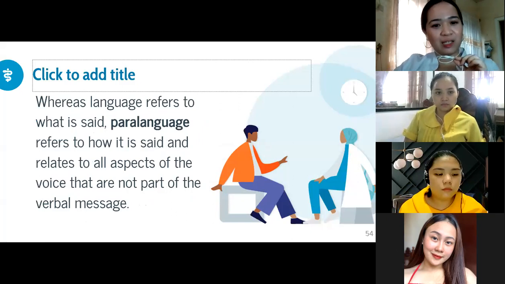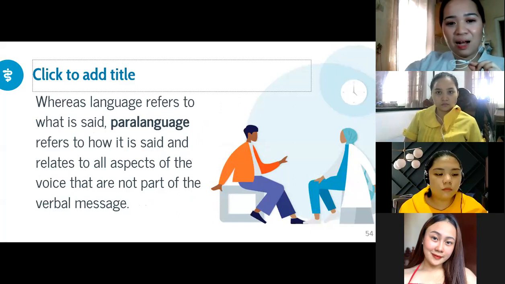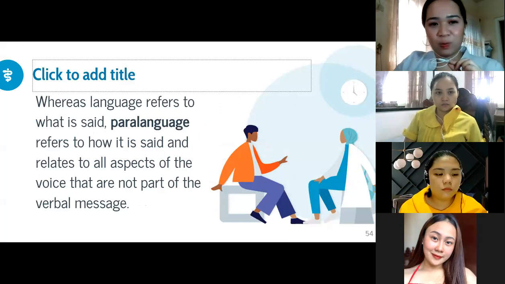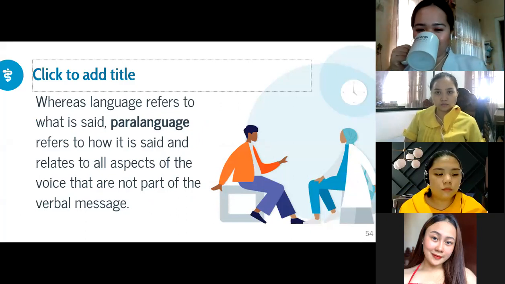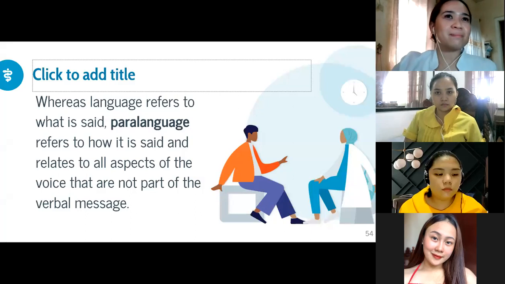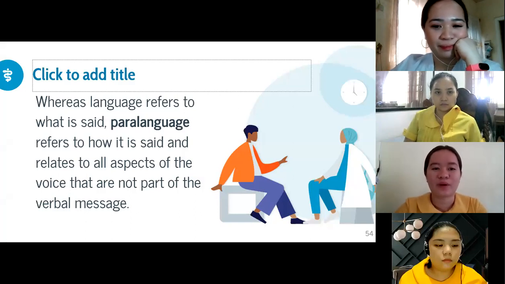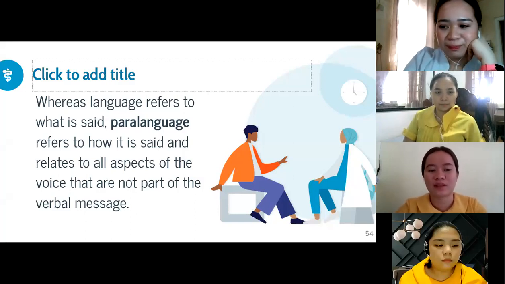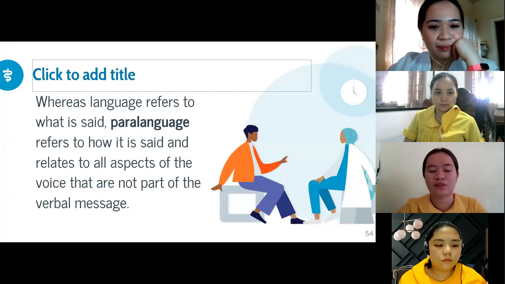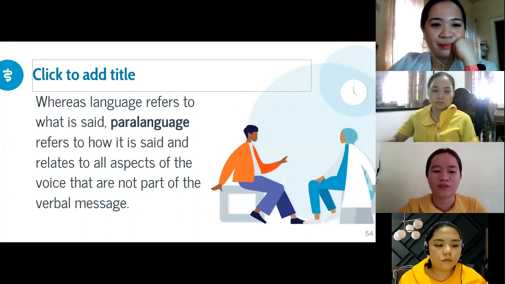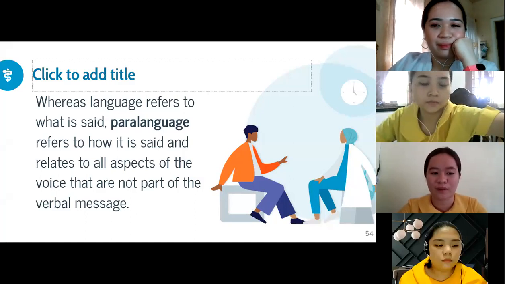Yan. Can somebody read this one? Yan. What is language and what is paralanguage? Ako na po. Sige, Marty. Whereas language refers to what is said, paralanguage refers to how it is said and relates to all aspects of the voice that are not part of the verbal message.